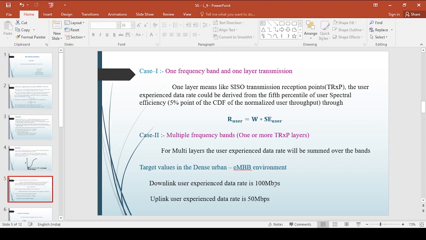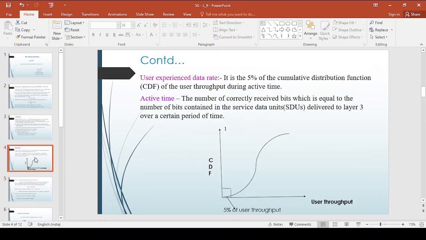Now here also, if you see the DL to UL ratio, again it is 2:1, right? Always you have to remember one point: the downlink will have the highest value if you compare with the uplink, right? Now what is user experience data rate? It is nothing but the 5% of the cumulative distribution function of the user throughput, right?